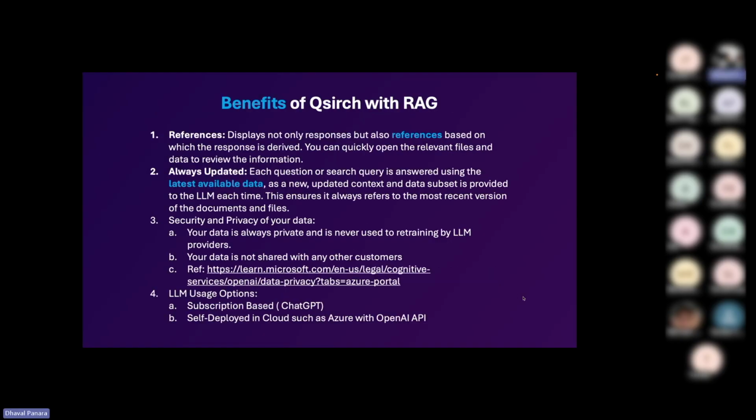And benefits, as I mentioned, it gives you information. Instead of giving you the file types you're searching, it will actually generate the answer for you instead of having you open that file. It's always updated. Remember, this is based off your own data. So it's the latest data that you have in your QNAP NAS, the answer is generated from that data. The data is always private and never used to retrain by LLM providers.